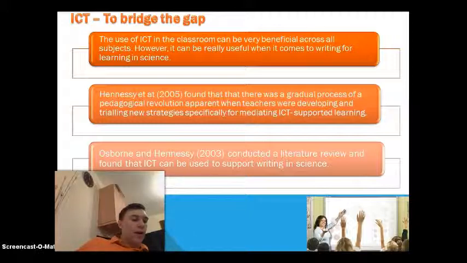and the collective experience which the fuller integration of ICT brings. Osborne and Henderson conducted a literature review and found that ICT can be used to support writing in poems, as it can be used to show models of written text on the whiteboard, for example.